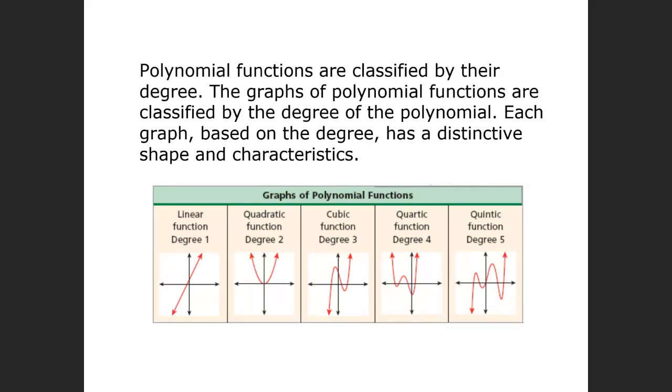We know that a first degree polynomial is a linear function. A second degree polynomial is a quadratic function. A third degree polynomial is a cubic function. A fourth degree polynomial is a quartic. And a quintic is a fifth degree polynomial.